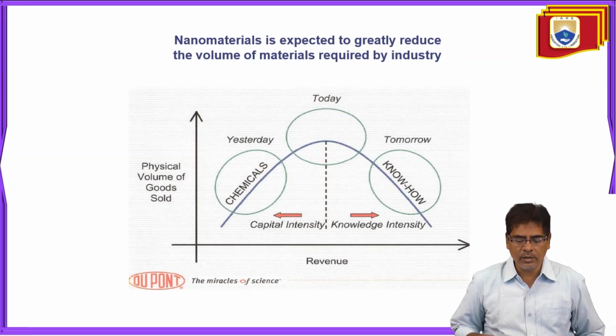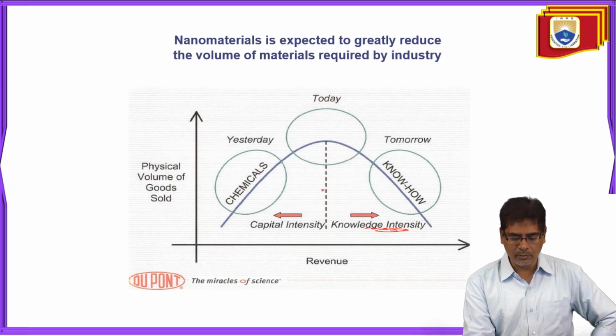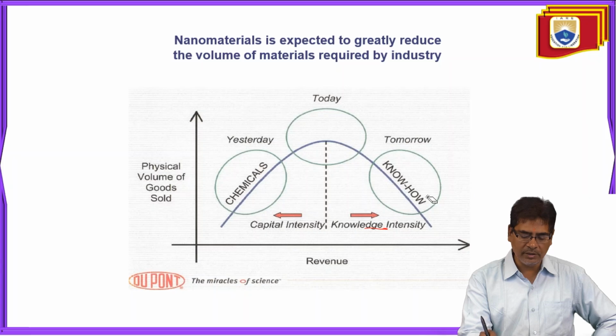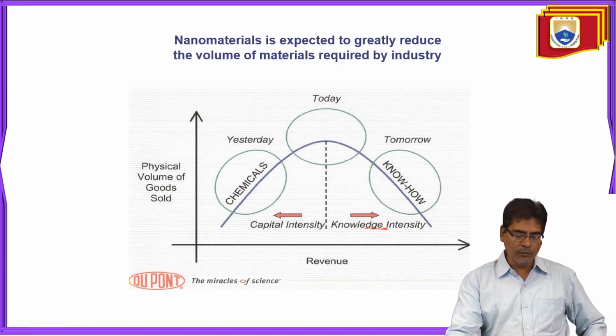So these are the chemicals. This is the capital intensity, where we need to buy some chemicals. And this is the knowledge intensity. So capital intensity and knowledge intensity. Chemicals rise up, and yesterday the chemicals, today we have the normality between the chemicals, and tomorrow we know how they are fabricated, how they are being done. So that is how the revenue is developed, how the revenue relates to the physical volume of goods sold.